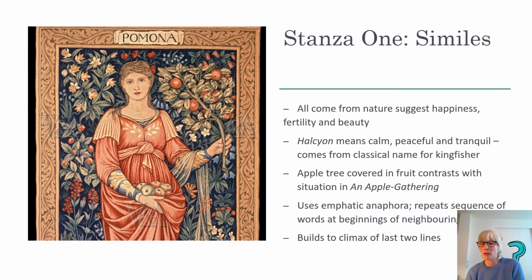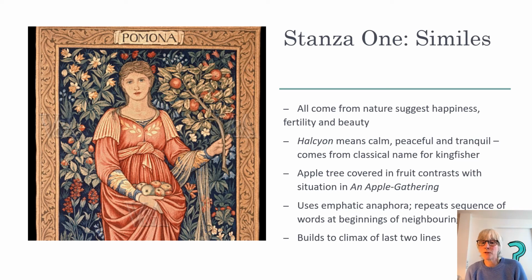There are lots and lots of similes. The poem is made up of a series of them, certainly in the first stanza, and they come from nature, lovely images from nature: happiness, fertility, and beauty. Halcyon means calm, peaceful, and tranquil. So a halcyon sea is a lovely, calm, and tranquil sea.